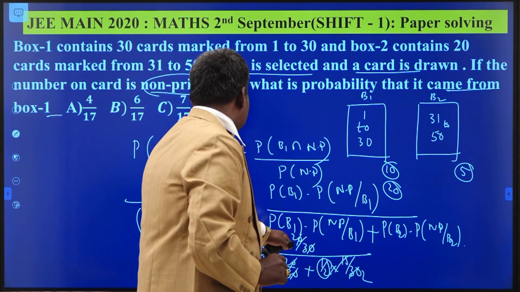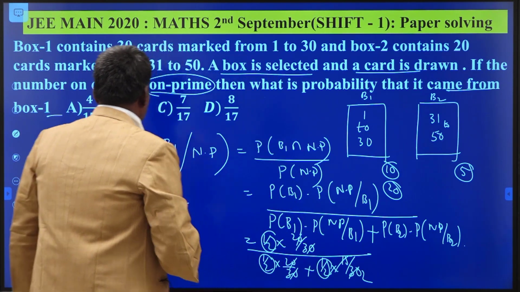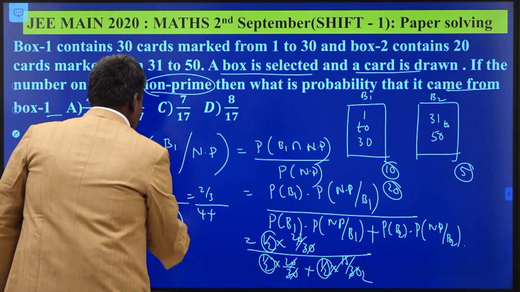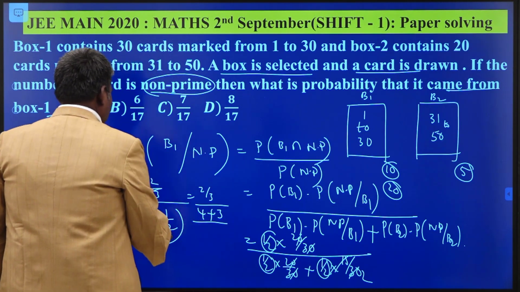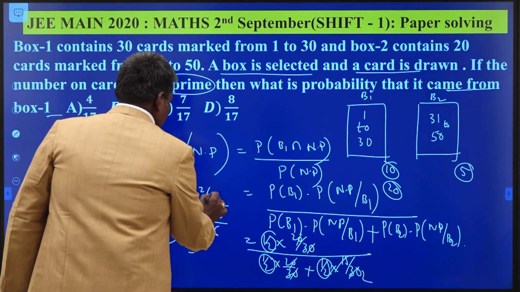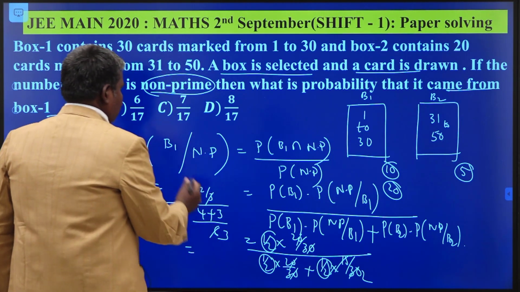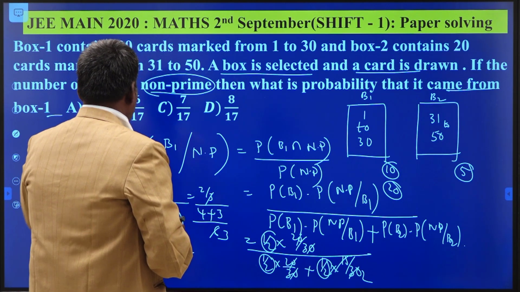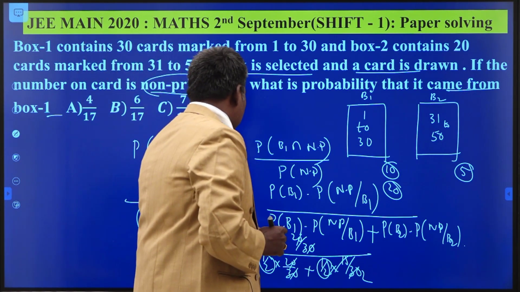1 by 2, 2 by 3. So 2 by 3 by 4 plus 3 whole divided by 6. Now it cancels out 3 times. So the answer is what? 6 by 7. There may be a calculation mistake, maybe.